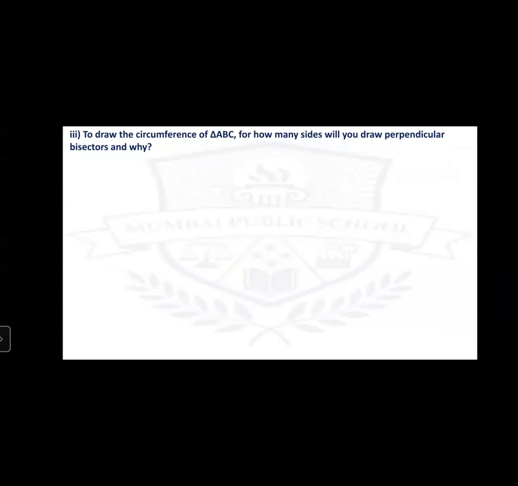Third question. To draw the circumcircle of triangle ABC, for how many sides will you draw perpendicular bisectors and why? So in this question, there is no need to draw the circumcircle or anything. In this question, they ask, for how many sides will you draw the perpendicular bisector and why?